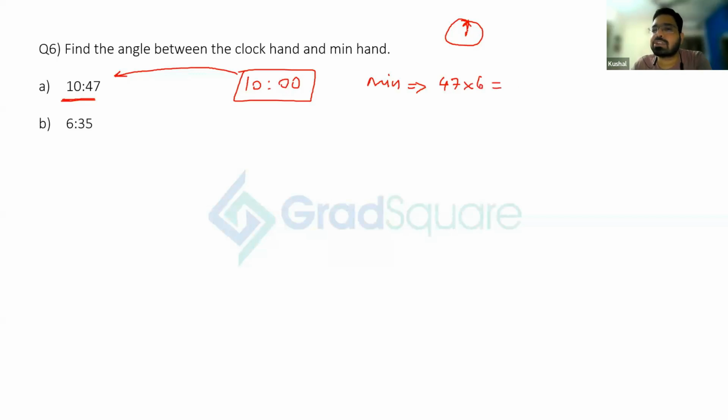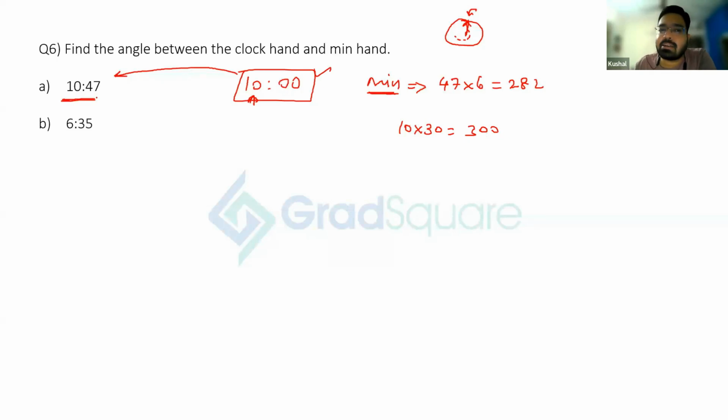So it will give you the position of the minute hand with respect to the origin, which I am considering at 12 o'clock. Okay. So 7 6s are 42, 6 4s are 24, plus 4 is 28. So 282 degrees is the place where my minute hand will be. What about my hour hand? Till 10 o'clock, it would have moved every hour 30 degrees. Correct? So 10 hours would imply what? 300 degrees. So at 10 o'clock, it is at 300 degrees.